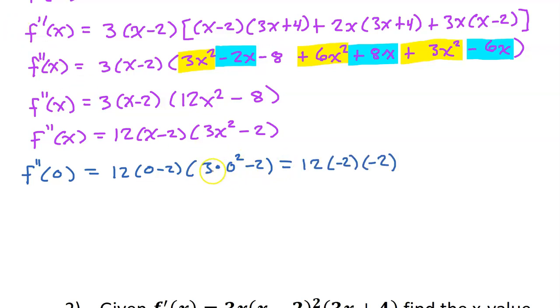The 0 makes this term go away, and we can ignore that 0. So we just end up with 12 times negative 2 times negative 2. And all we care about is that this is positive. It is greater than 0. So this actually tells me that the original function must be concave up, but that means that any horizontal tangent line is going to be a relative minimum. So we just figured out that we have a relative minimum at x equals 0. Let's go ahead and write that up.